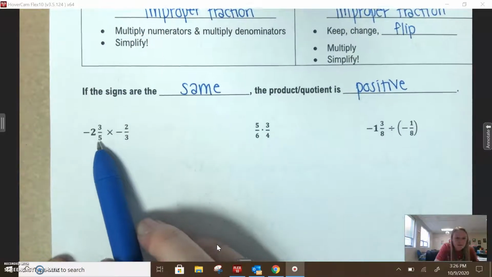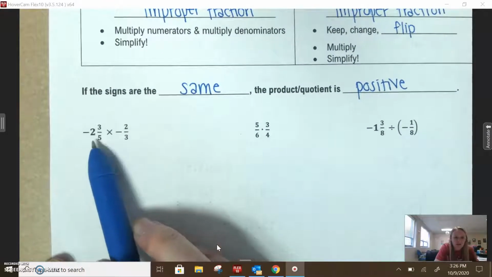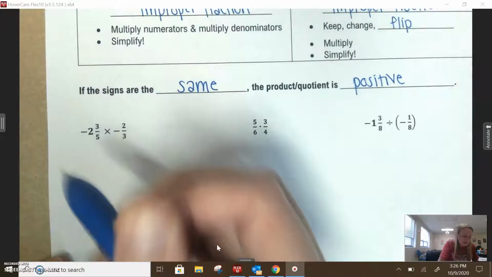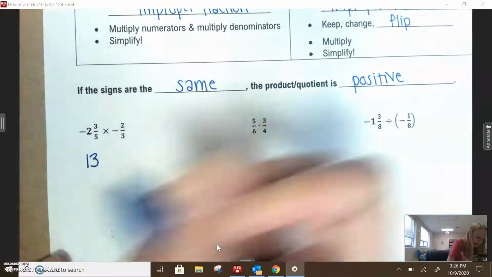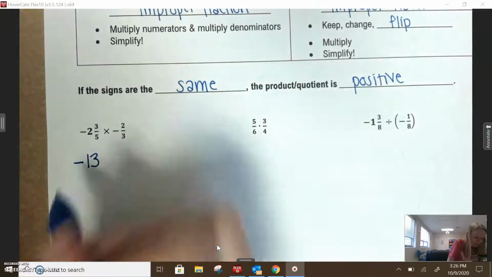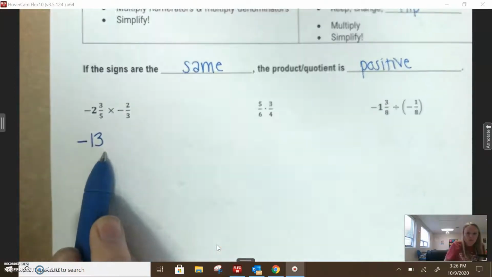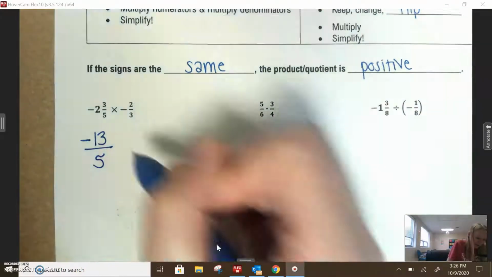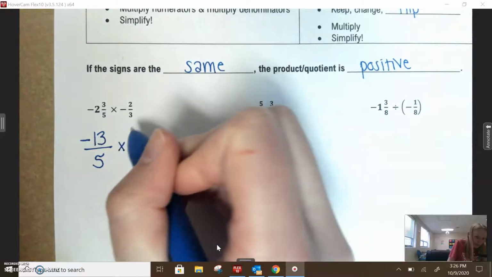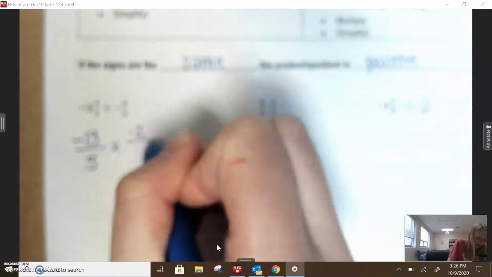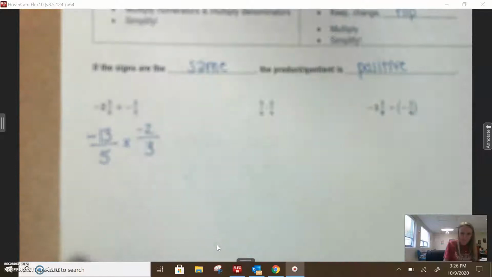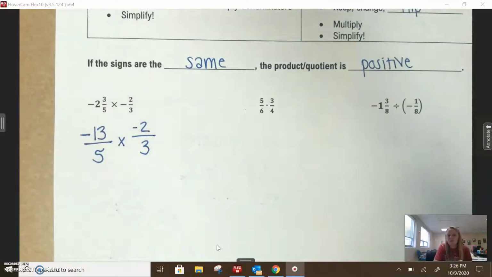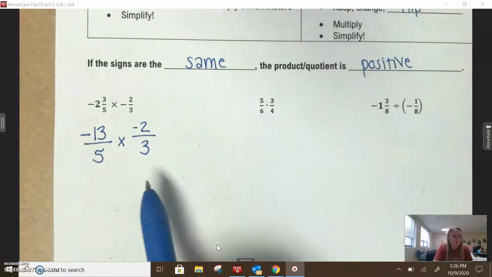So this is a mixed number. I have to change it into an improper fraction. So 2 times 5 is 10, plus 3 gives me 13. And I have to remember to keep my negative on that. Remember, we're always going to put our negatives on our numerator. So I'm going to have negative 13 over 5 times, once again, the negative goes on the numerator, negative 2 over 3. Okay? So now, we don't have to have common denominators because we're just going to multiply straight across.